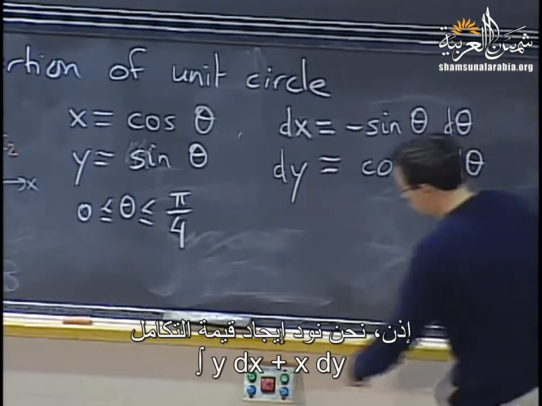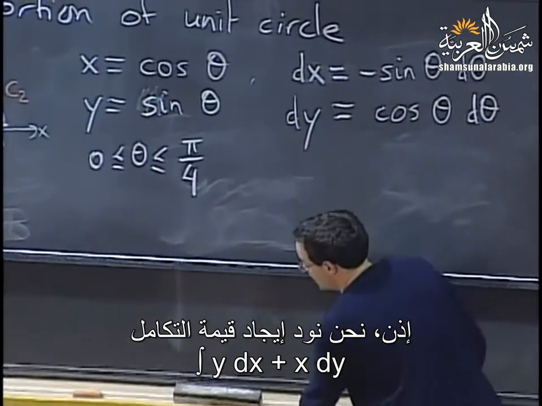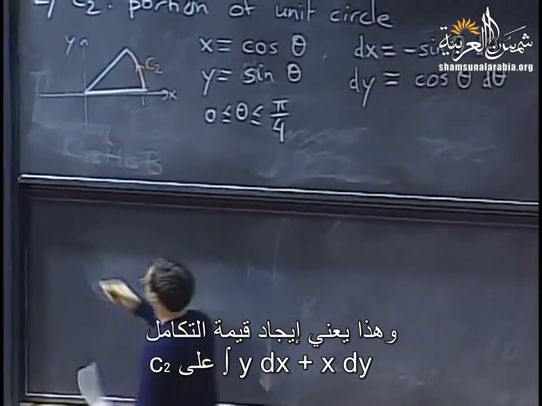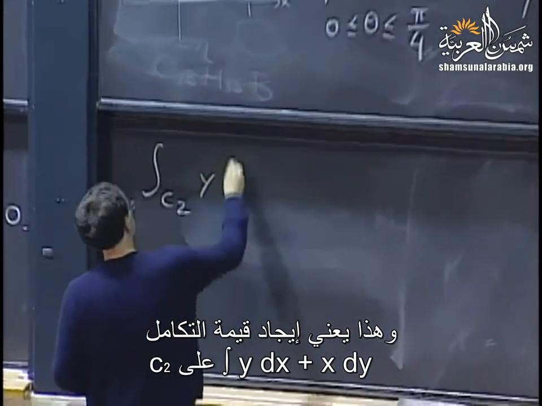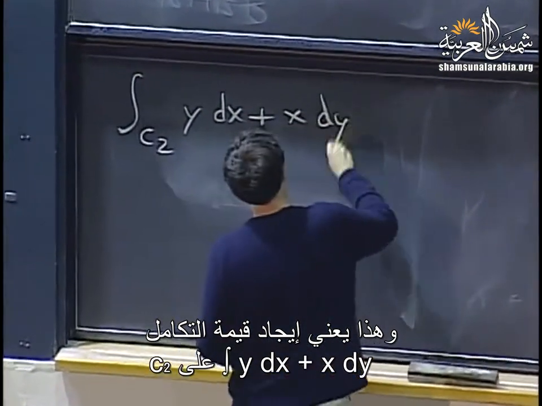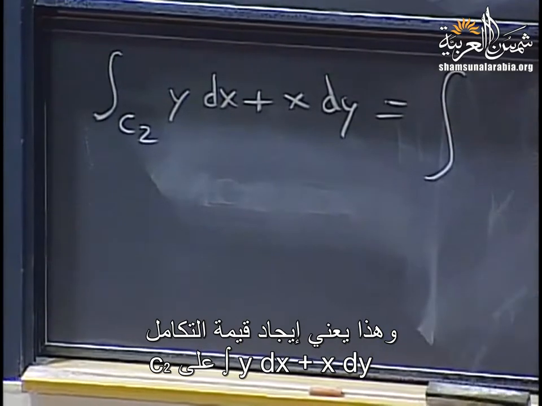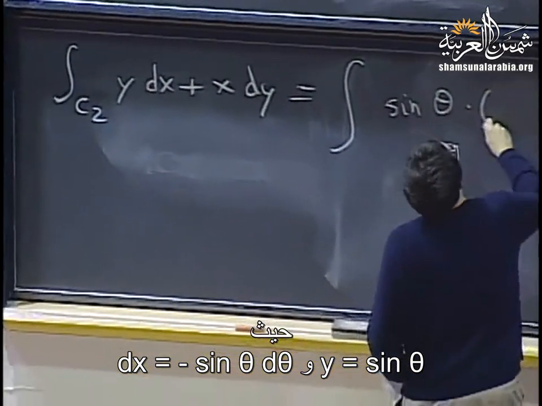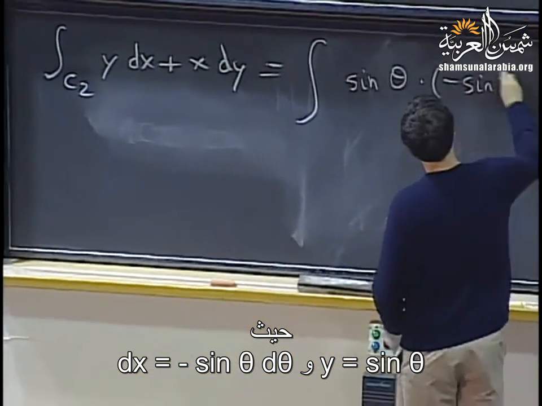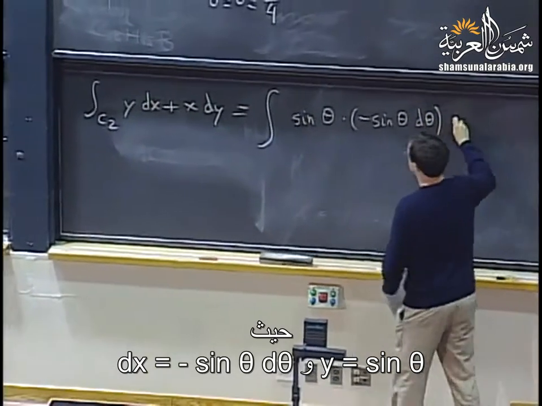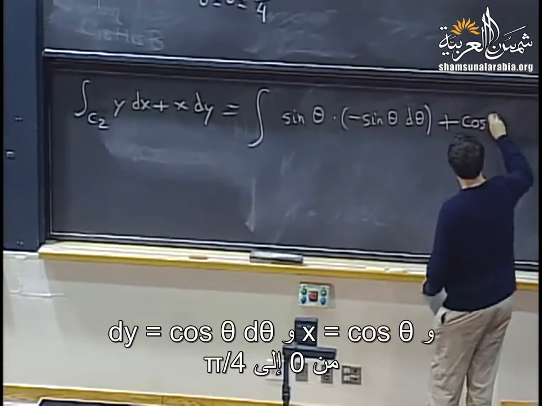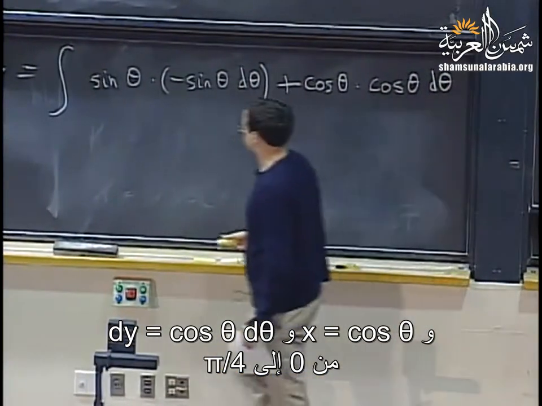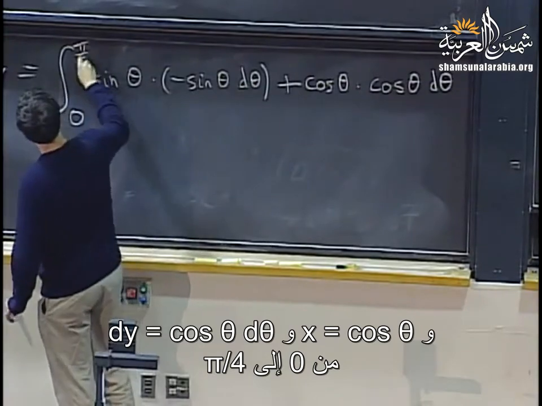Okay, so I'm computing the integral of y dx plus x dy. That means I'll be actually computing the integral of, so y is sine theta, dx is negative sine theta d theta, plus x is cosine, dy is cosine theta d theta, from 0 to pi over 4.